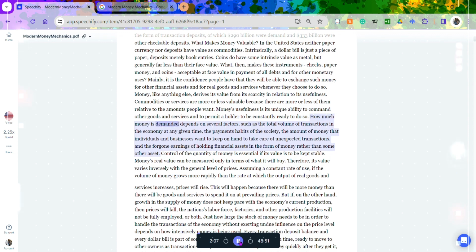How much money is demanded depends on several factors, such as the total volume of transactions in the economy at any given time, the payments habits of the society, the amount of money that individuals and businesses want to keep on hand to take care of unexpected transactions, and the foregone earnings of holding financial assets in the form of money rather than some other asset.